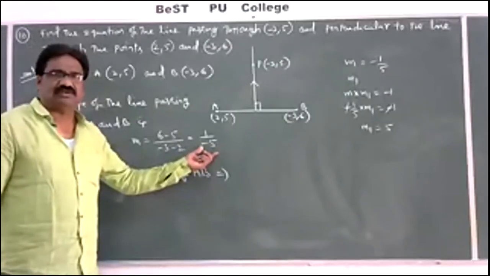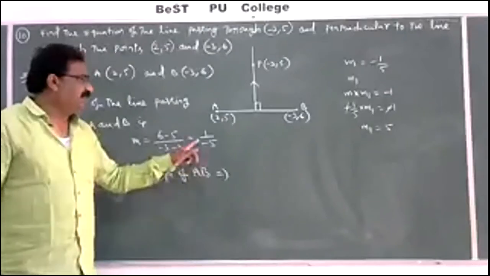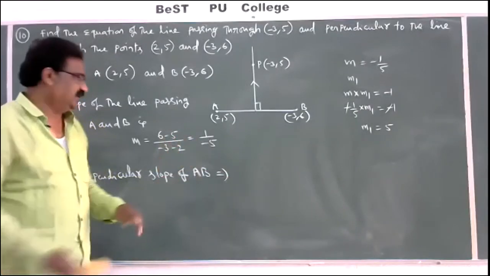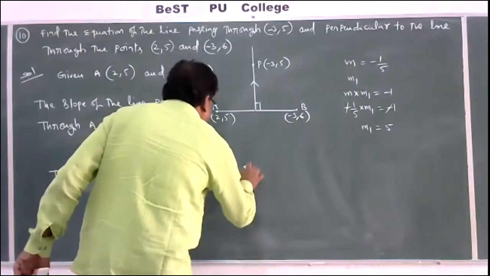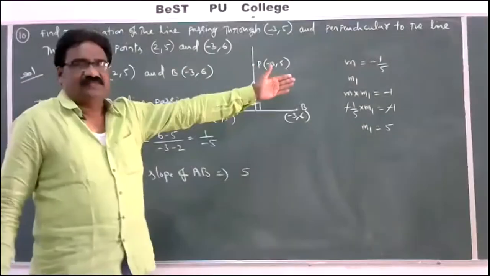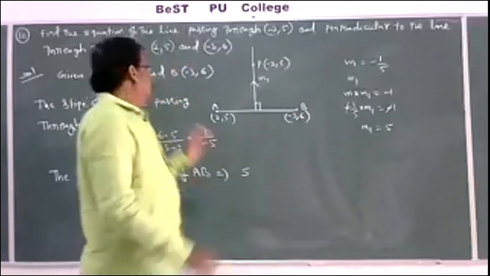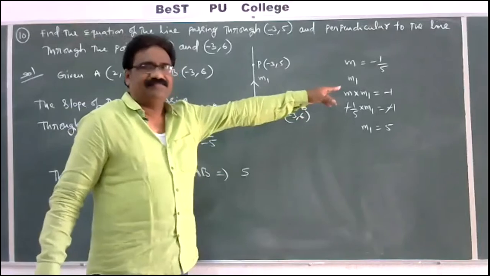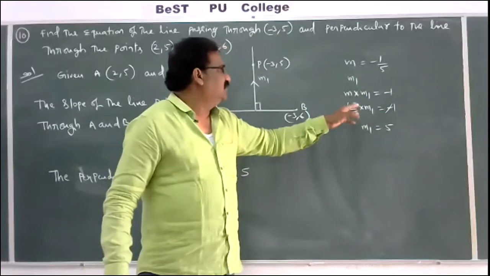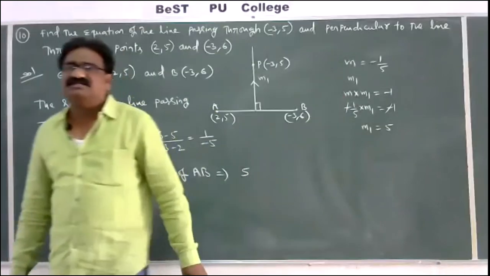This is the slope minus 1 by 5. The reciprocal of 1 by 5 is 5. Here minus, you put plus. Here plus, you put minus. That is, the perpendicular slope of AB is 5. The required line slope is M1, the AB slope is M. The product of these slopes is equal to minus 1, because they are perpendicular. That is minus 1 by 5 into M1 is equal to minus 1. Then you get M1 is equal to 5.